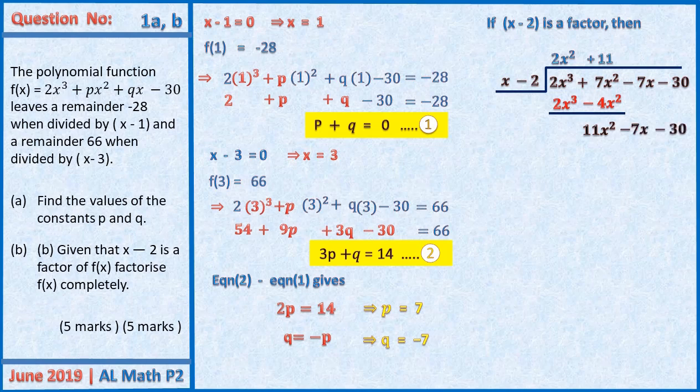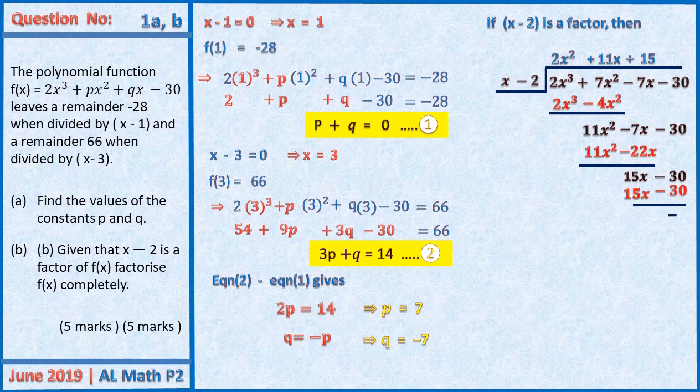Now 11x squared divided by x gives us 11x. 11x times x is 11x squared. 11x times minus 2 is minus 22x. Subtracting gives us 15x, and we bring down the minus 30. 15x divided by x gives us plus 15. This plus 15 times x gives us 15x, and 15 times minus 2 is minus 30. When we subtract, the remainder is 0.